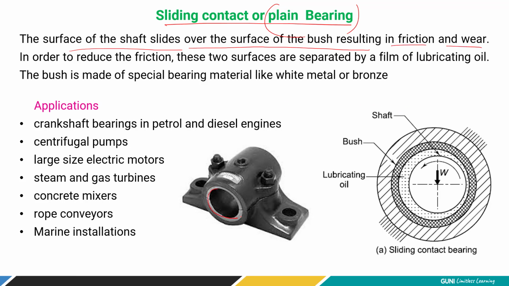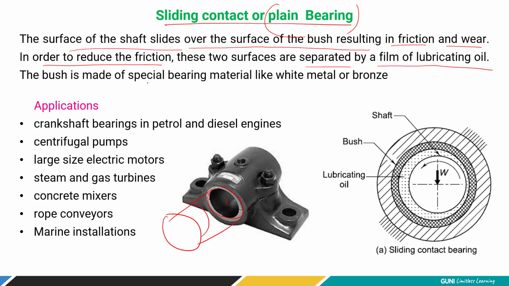If I draw the shaft over here like this in three dimensions, when it rotates, it slides over these surfaces, right? In order to reduce the friction, the two surfaces are separated by a film of lubricating oil. So lubrication is very important, right? It will separate the two surfaces and reduce the friction.